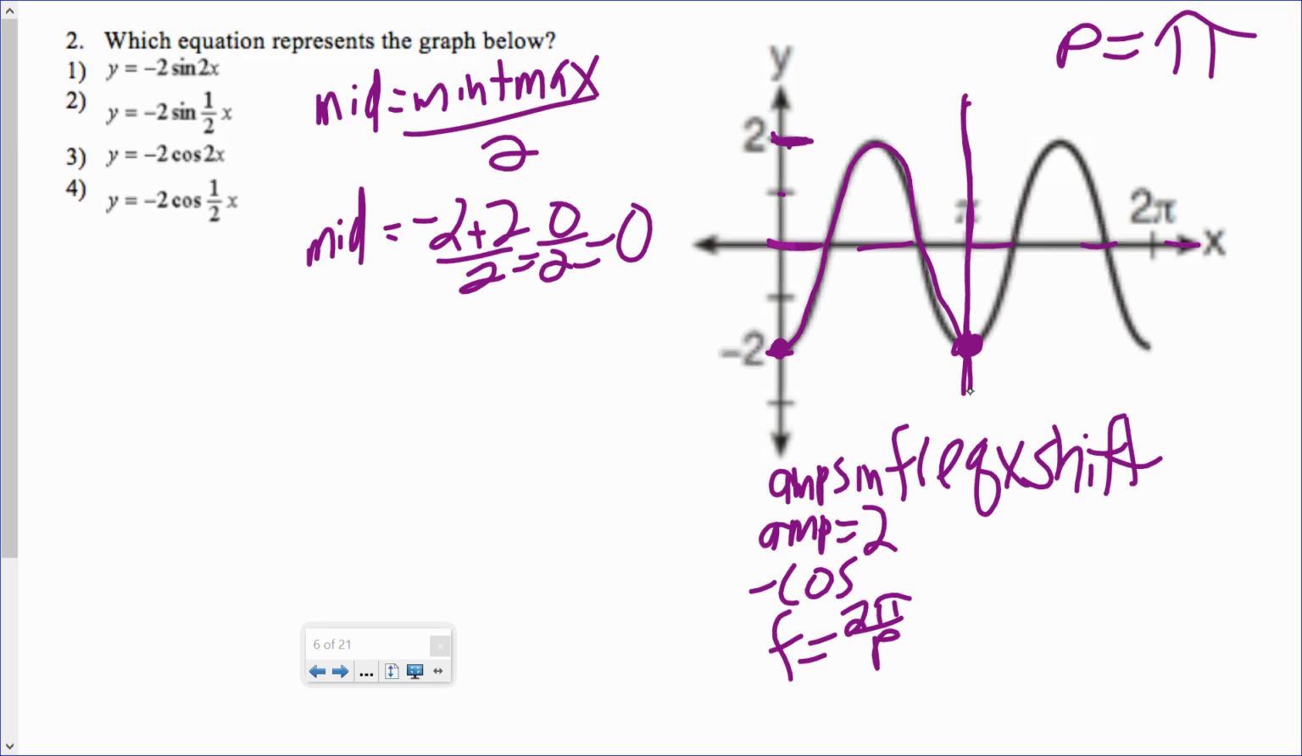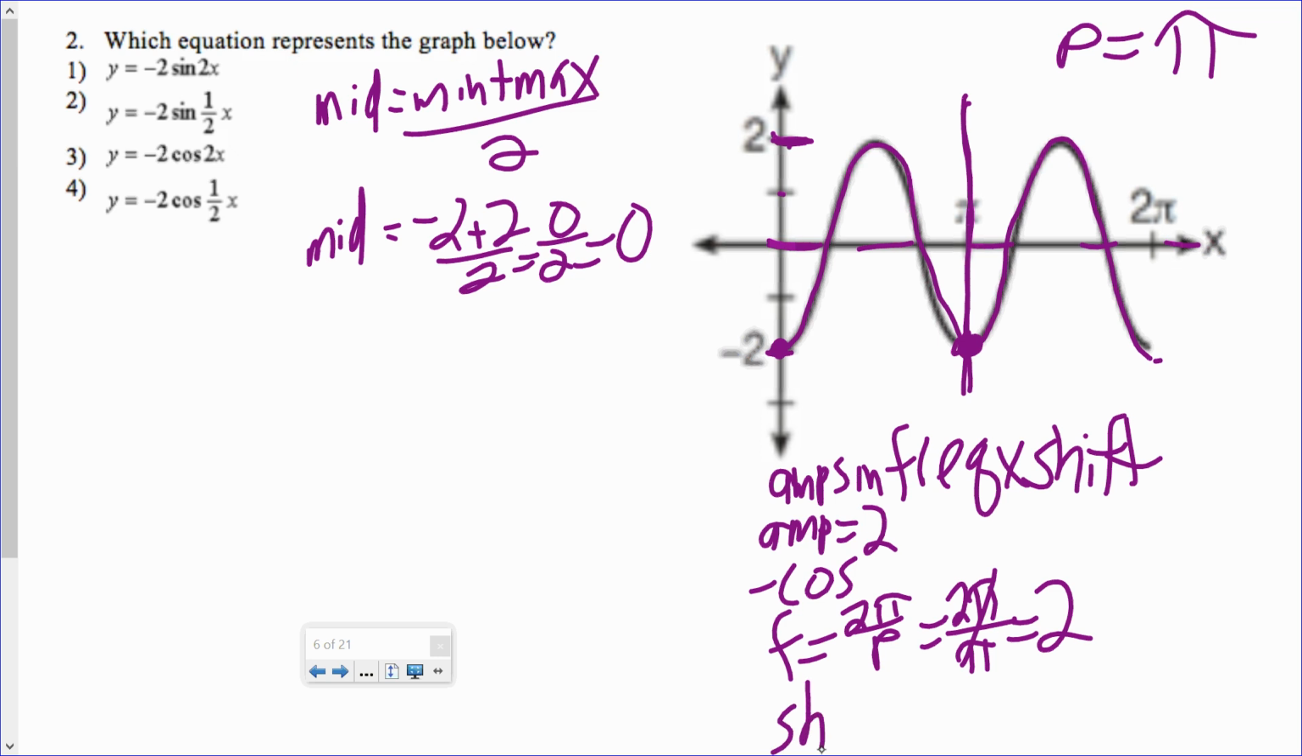Think of it this way. The period is pi, so it's going to take pi to make one wave. It's going to take pi to make the next wave. That's why the next wave is 2 pi, because from pi to 2 pi is pi. If that makes sense, great. If not, don't worry about it. So either way, the period is pi, so the frequency is 2 pi over the period. The frequency is 2.